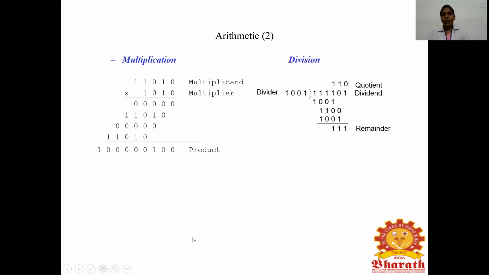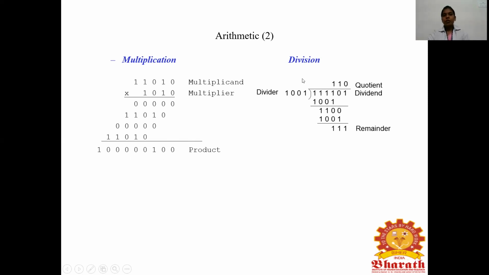When we go to multiplication, we have the multiplicand and the multiplier. It's very simple. Multiplication: 0 times 0 means 0, 0 times 1 means also 0. When both the digits are 1, we have 1, otherwise 0. So here we got the answer 1 0 0 0 0 0 1 0 0 as the product.